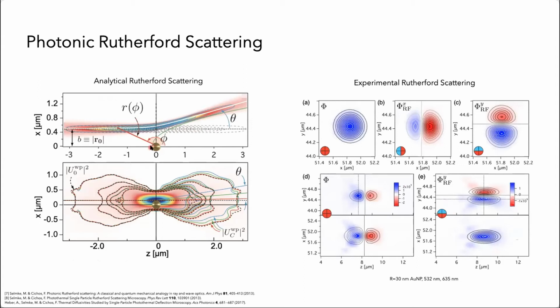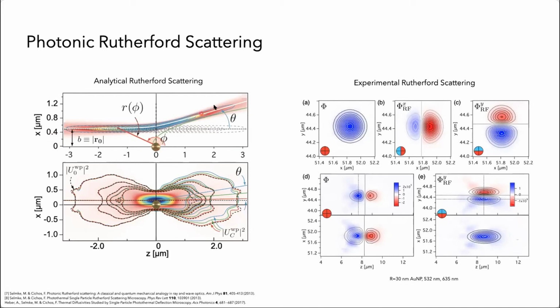Here sits the gold particle. So this is the distance. And you couple in, like in a scattering problem, with a certain beam parameter or scattering parameter, which is a certain distance from the actual optical axis here. In that case, you see the wave packet is bent by the refractive index profile around that gold particle.